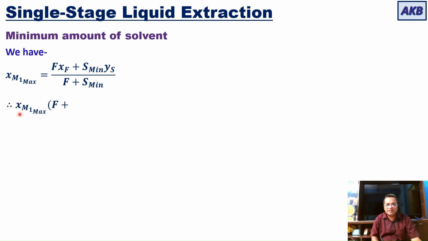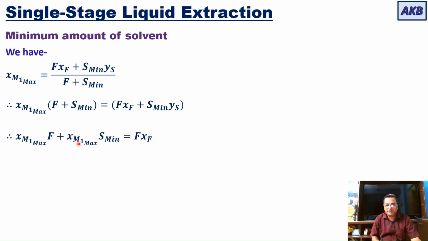So let us simplify it. If I bring this term to this side, it will be xm1 max into F plus S minimum, that is equal to F xf plus S minimum into Ys. Let us solve the bracket. So it will be xm1 max into F plus xm1 max into S minimum, that is equal to F into xf plus S minimum into Ys. Then we will collect all F terms on one side and all S minimum terms on the other side. So it will be xm1 max into F minus F into xf, so F into xf is brought on this side.